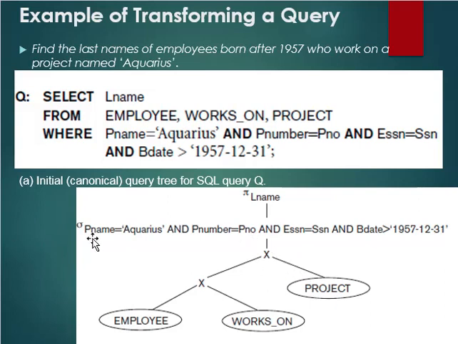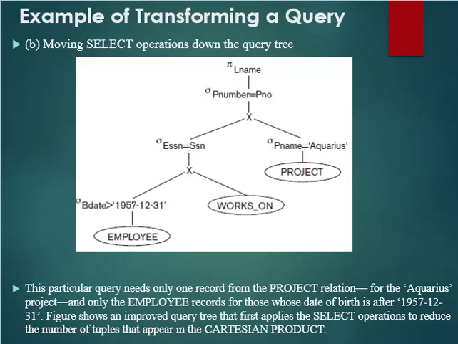So for that we are moving this selection statement closer to the project. We can also see that the employee and works on joining condition, as well as the other joining conditions, can be moved to the corresponding join operations. Here we can see that joining ESSN and SSN can be done here, and also P number equal to P number can be done at the join operation. So we don't need to wait until the second level for this join condition.